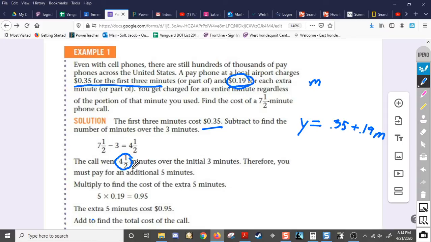So let's see. Well, 4.5 minutes, remember they're going to round this up. Oh, sorry about that. That's my little clock in the background. 4.5 minutes is going to get rounded up to 5, all right?